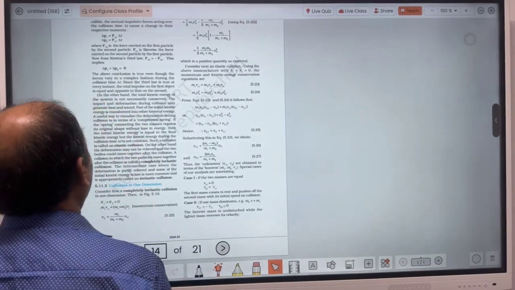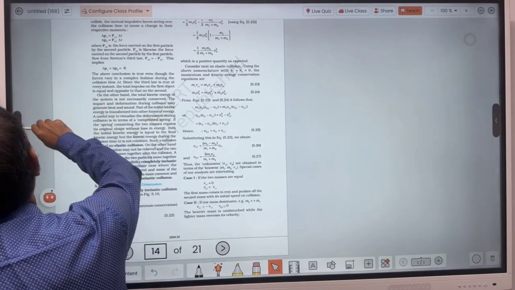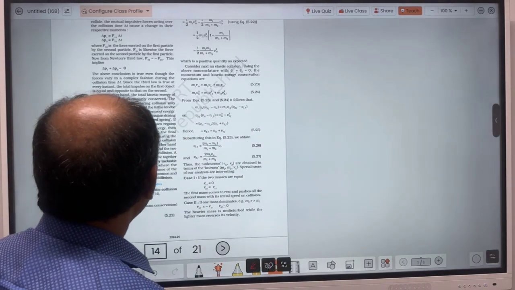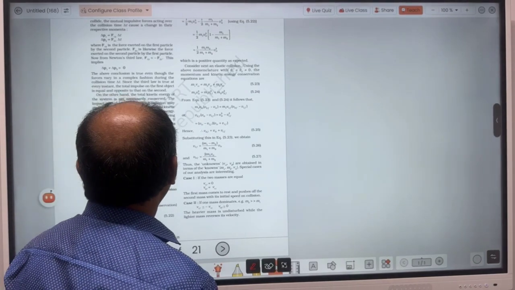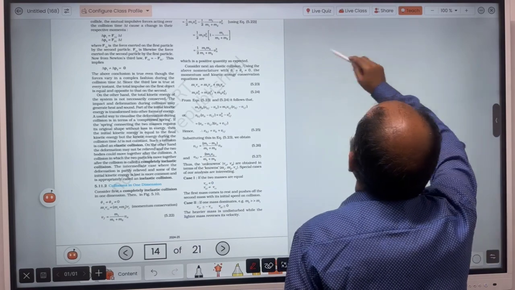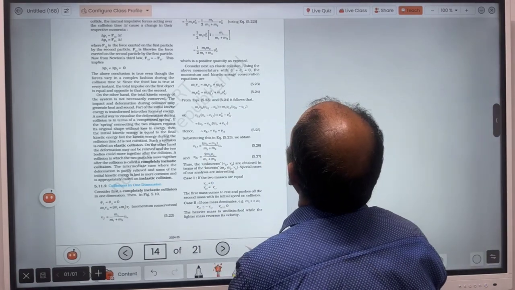Theta 1 and theta 2 will become 0. So the body will travel in a straight line. Both bodies will move with certain velocities. So the first case we are considering is when the collision is inelastic. So what is happening in an inelastic collision?